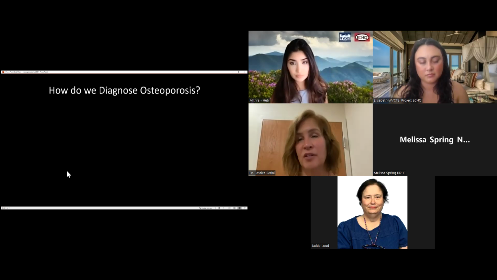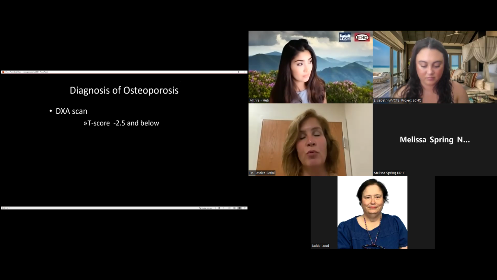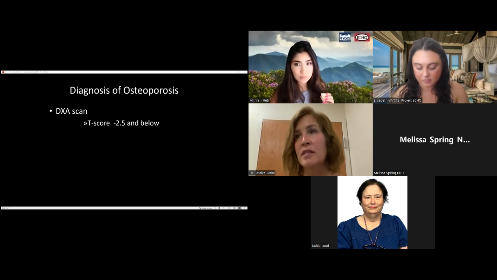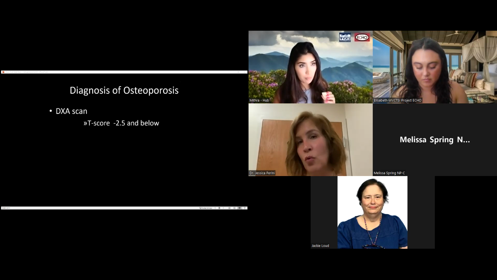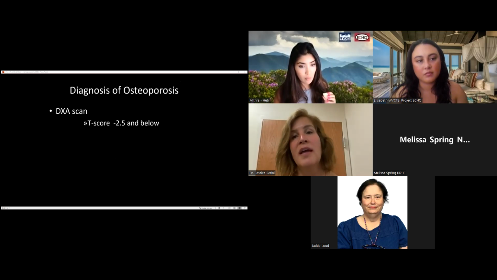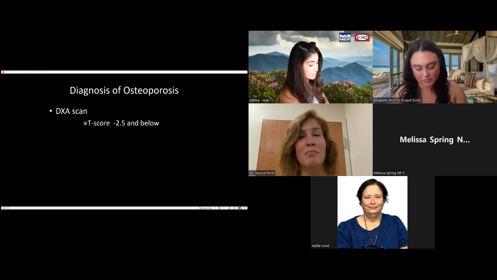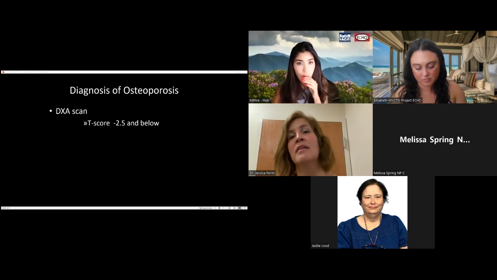So how do we diagnose osteoporosis? The very first way that we pretty much always think about it is a special kind of X-ray of the spine and the hip called a DEXA scan. That provides scores, and the score that we look at mainly is called a T-score. Osteoporosis is found on a DEXA scan when someone has a T-score that is minus 2.5 or more negative than that. Next slide.